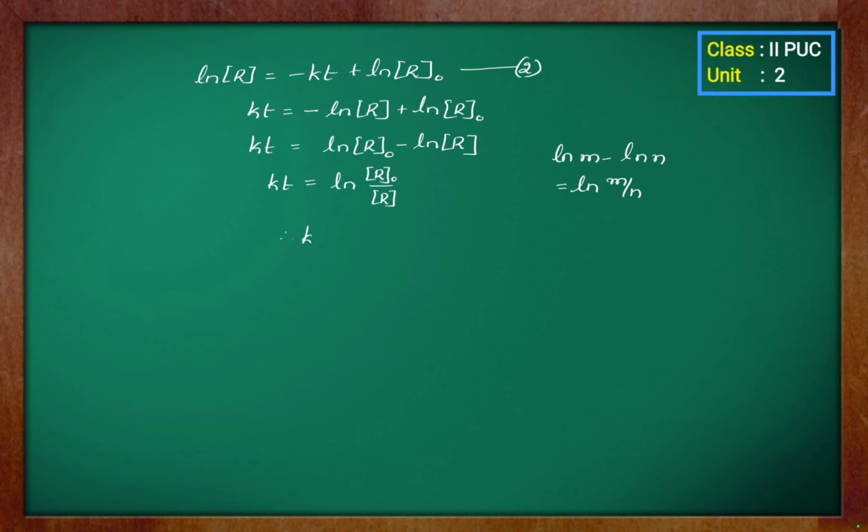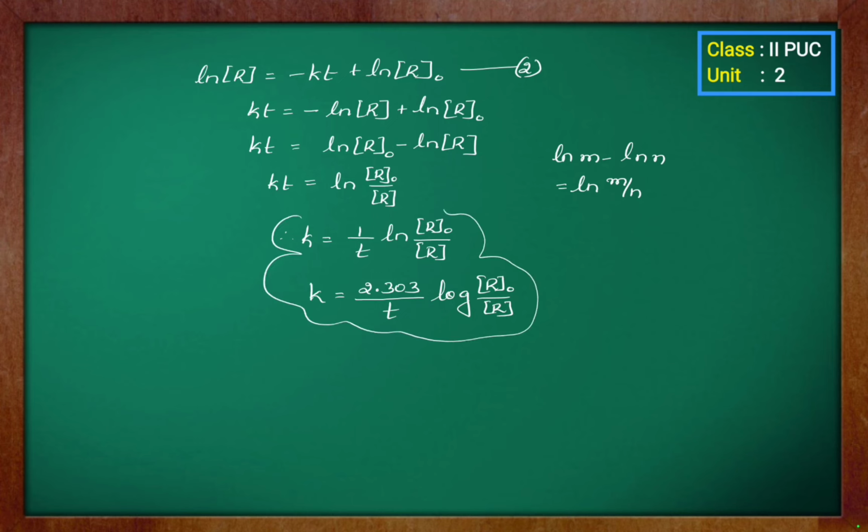And therefore, I can write K is equal to 1 by t ln R naught divided by R. If I need to write this natural log in terms of logarithm to the base 10, I have to multiply it with 2.303. So the value of K is equal to 2.303 divided by t log of R naught divided by R. So using either of these two expressions, you can find out the value of the rate constant mathematically.